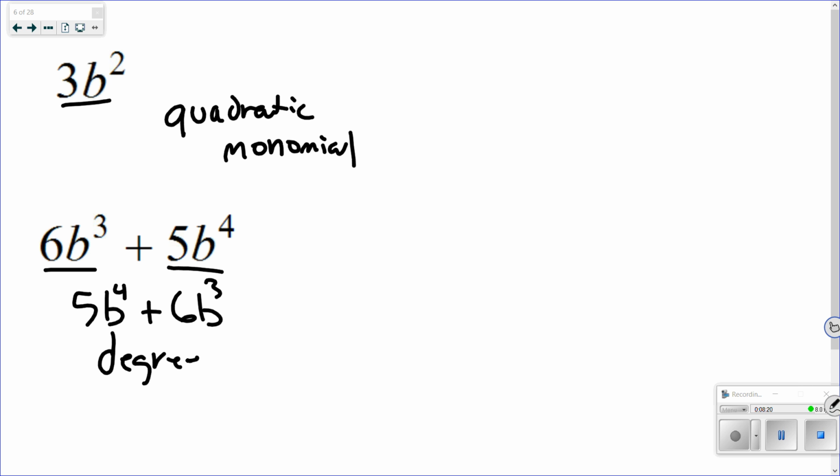Okay, we would call this one degree 4. We didn't have a name, right? The highest power is 4. We didn't have a name for degree 4, so we're just going to leave it as degree 4. It has 2 terms. 2 terms are referred to as binomials. So degree 4 binomial.